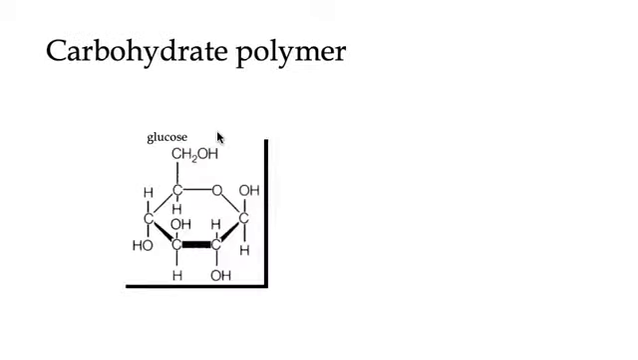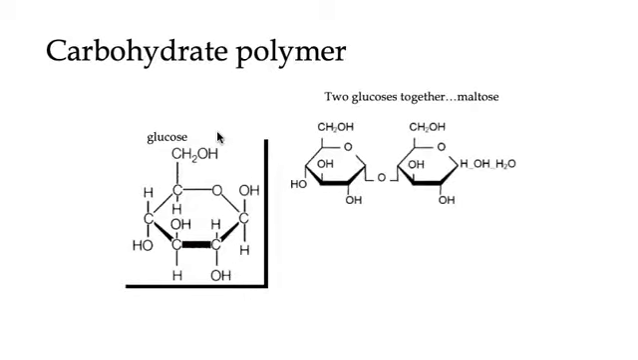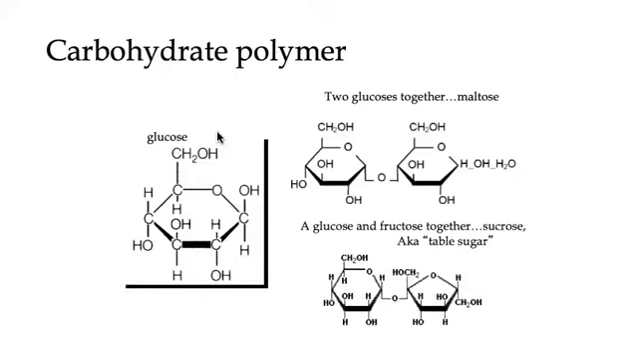And so the idea is that when you build these things into polymers, if you take a couple of glucoses and connect them together, it turns out that you form something called maltose. And then you can also take different monosaccharides and connect them to glucose. And so you've probably heard about sucrose or table sugar. This is, in fact, made up of something called fructose and glucose. So two different monosaccharides coming together.